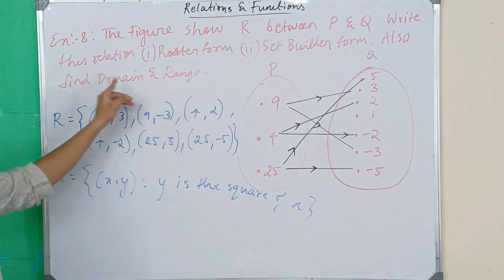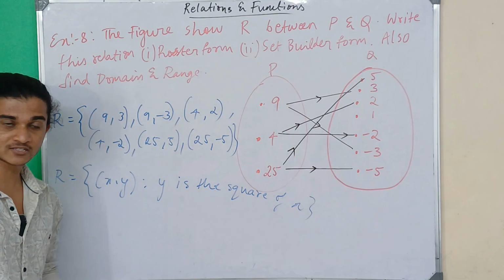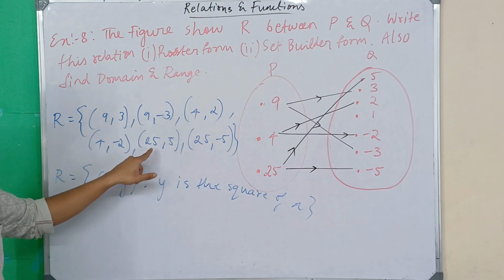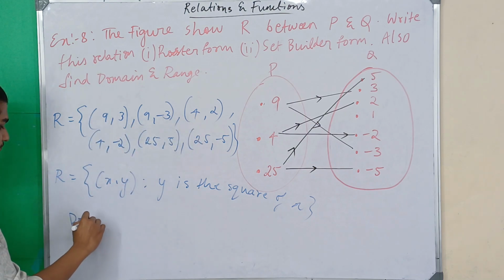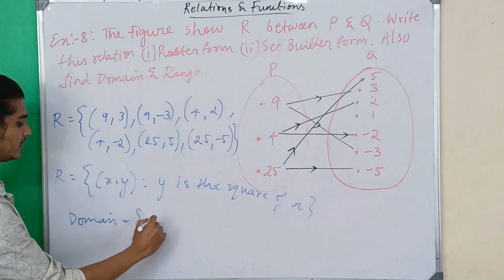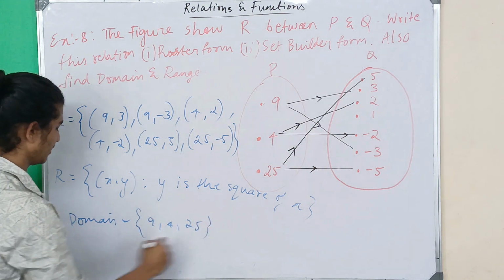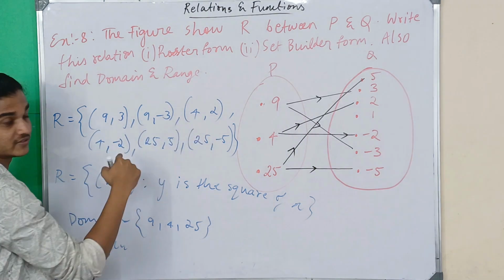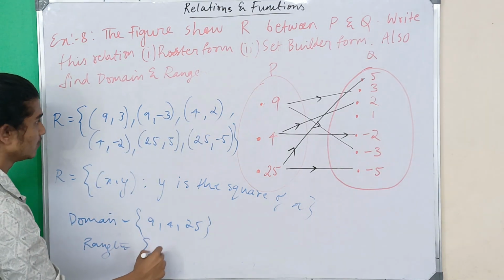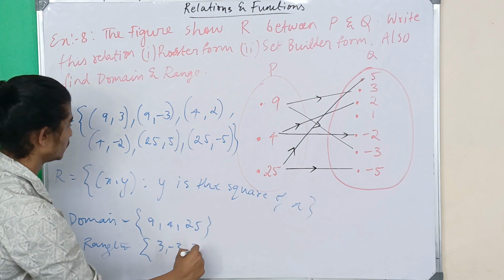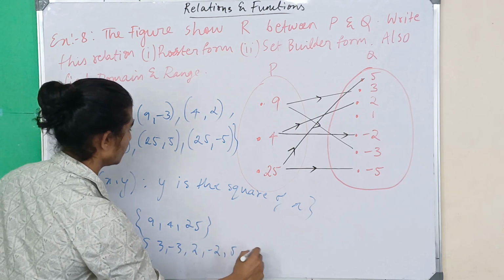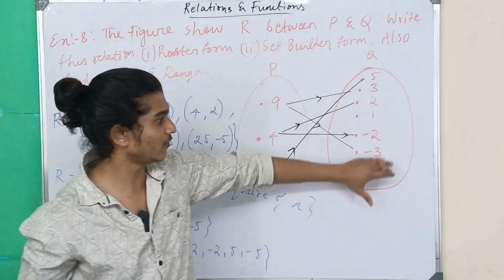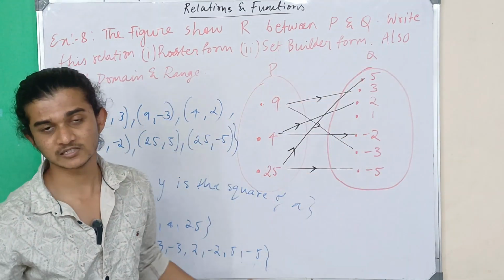The next thing I'm asking is to find the domain and range. As I told you, domain is all the first elements in the ordered pairs of the relation. So 9, 4, 25 is your domain. Your range is going to be the set of all second elements in the relation. So range equal to 3, minus 3, 2, minus 2, 5, minus 5. What if they ask for codomain? All the elements which are there in this set are basically the codomain.